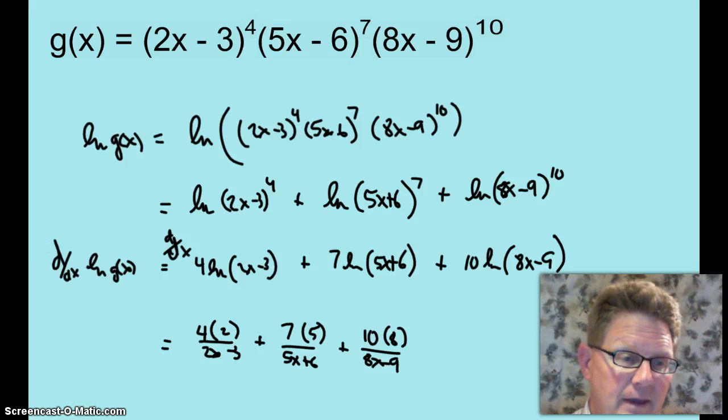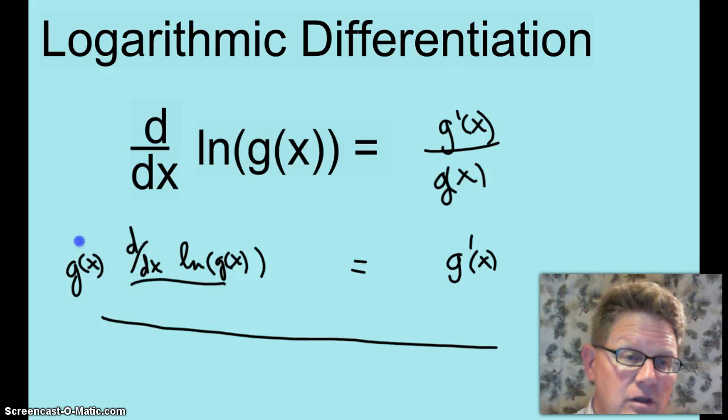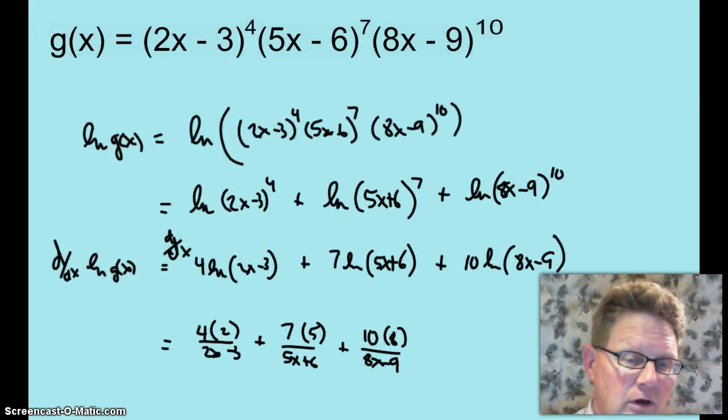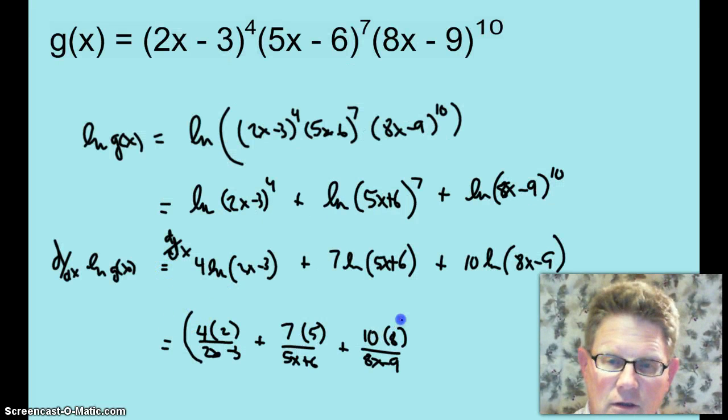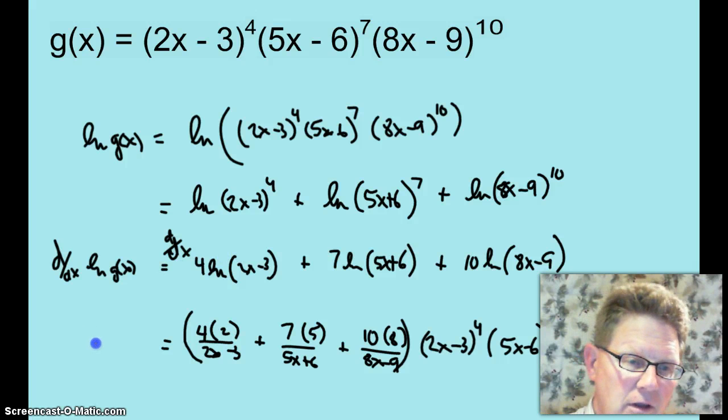What do we need to multiply that by? The derivative of the logarithm times the original function. So, whoops, I moved one too far ahead. So we're going to take this right here and multiply it by 2x minus 3 raised to the 4th power times 5x minus 6 to the 7th power. Multiply that times 8x minus 9 to the 10th power. And there is g prime of x.